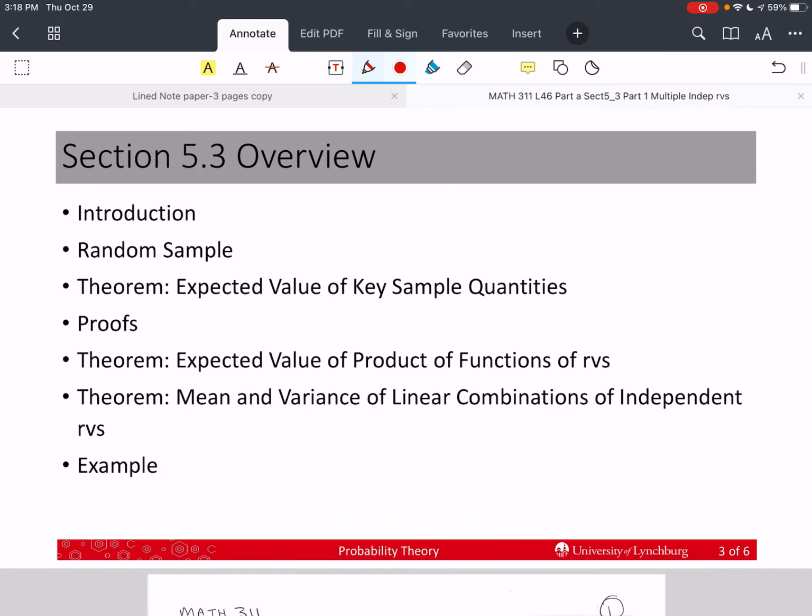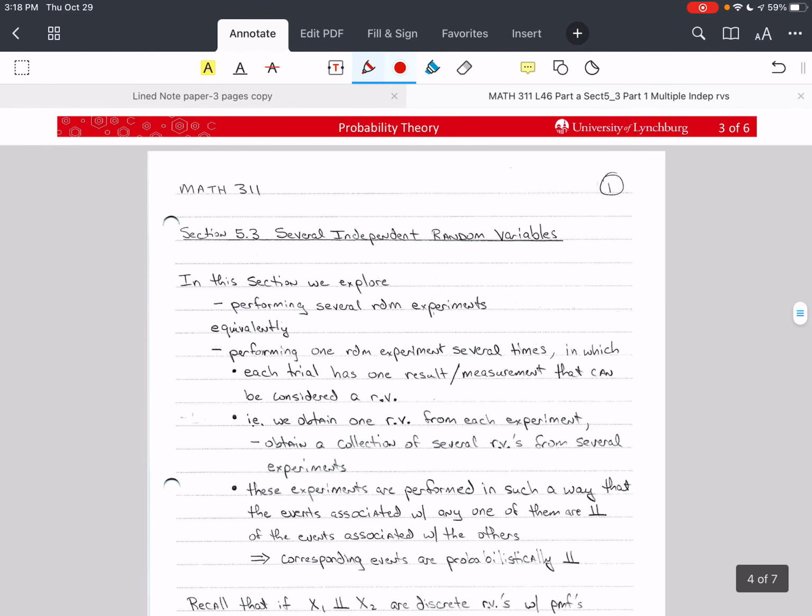We're going to do a few proofs, and then we're going to look at more theorems for the expected value of a product of functions of random variables and the mean and variance of linear combinations of independent random variables, and then do some examples. So let's get started.